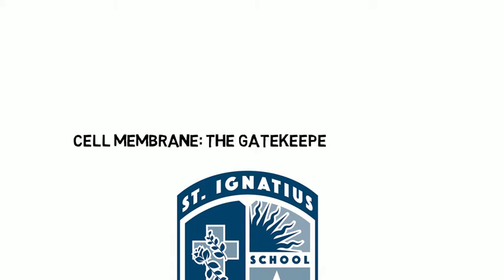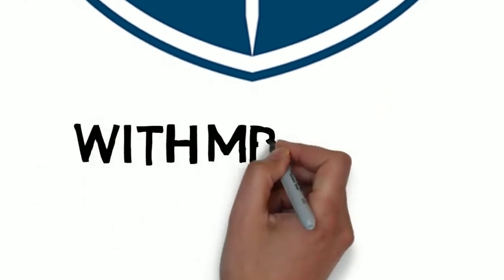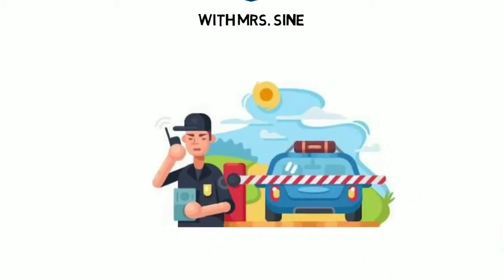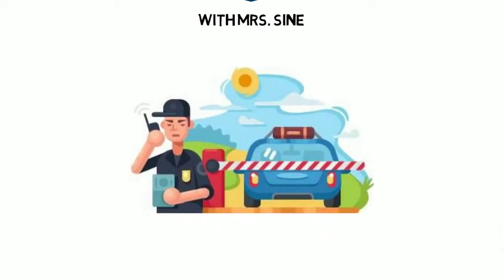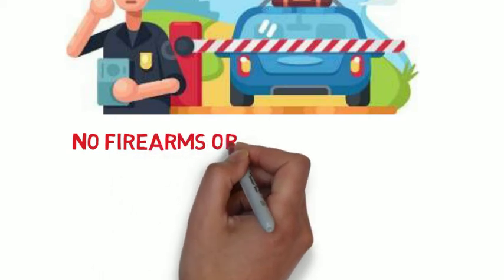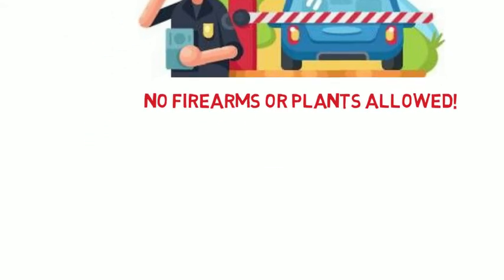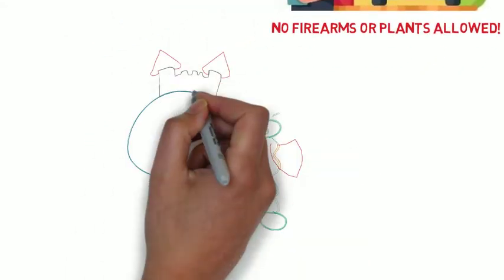Today, let's look at the cell membrane, gatekeeper of the cell. At the border separating two nations, custom officers check the items that travelers are carrying. Some materials, such as firearms and plants, are not allowed to cross the border because of a country's laws. In a similar way, materials passing into and out of a cell are checked at the cell membrane.